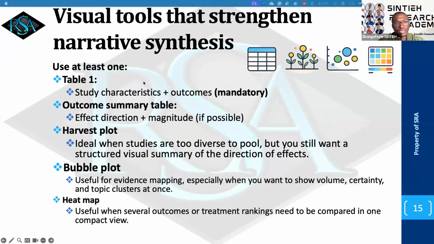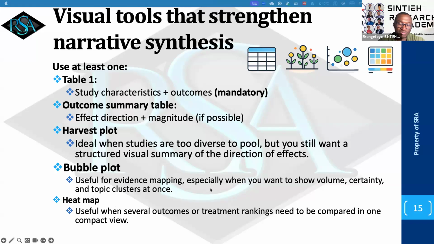Visual tools: again, you definitely have your table one that serves as the first table in your systematic review. And then you have your outcome table. So you might have two tables. You don't need to put your study characteristics and outcome table as one. You separate them. And then you can have multiple plots depending on how well you want them. A harvest plot is for very diverse studies where you just want to show how the studies have moved over time and have a structured summary. This is just an image to show a harvest plot.